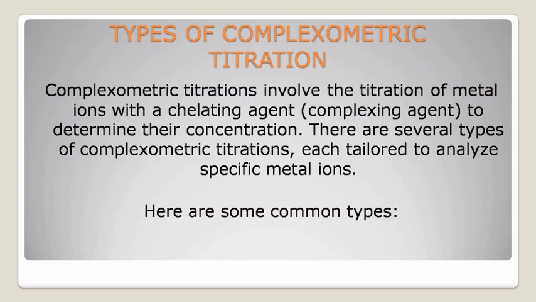Types of Complexometric titration. Complexometric titrations involve the titration of metal ions with a chelating agent, complexing agent, to determine their concentration. There are several types of complexometric titrations, each tailored to analyze specific metal ions. Here are some common types.